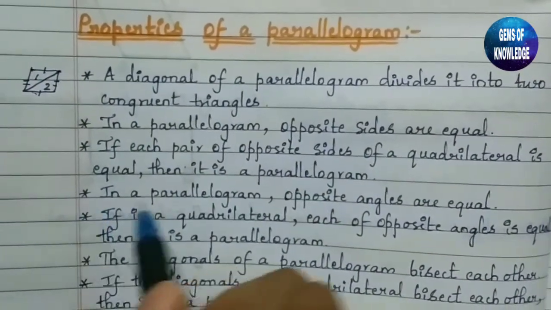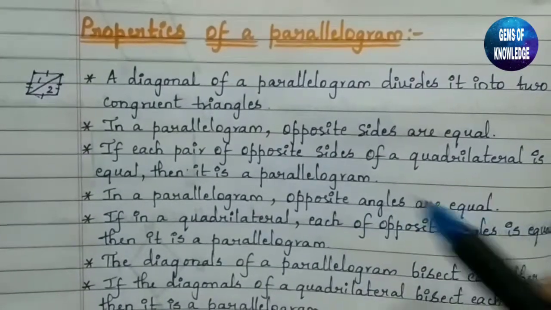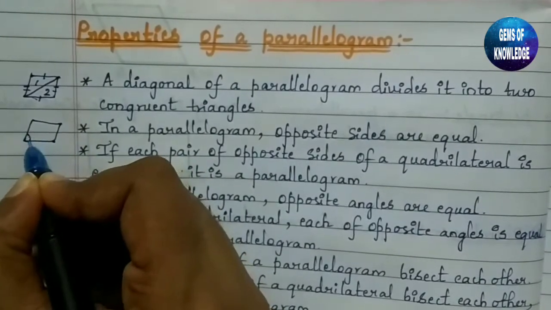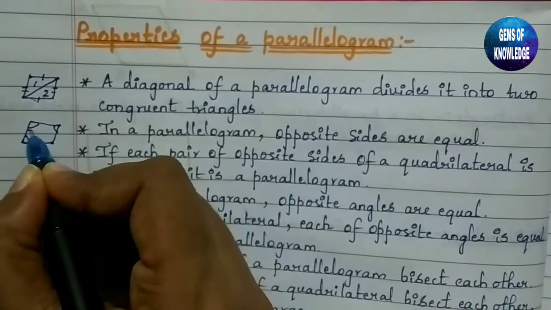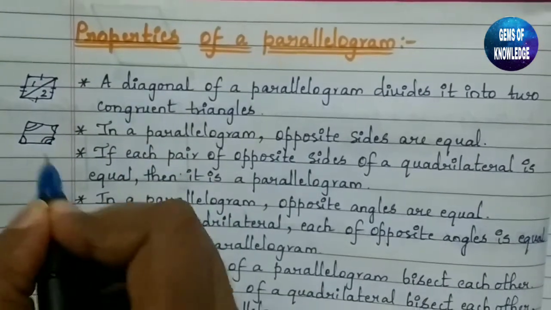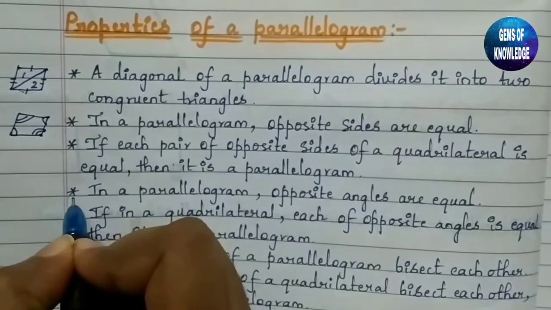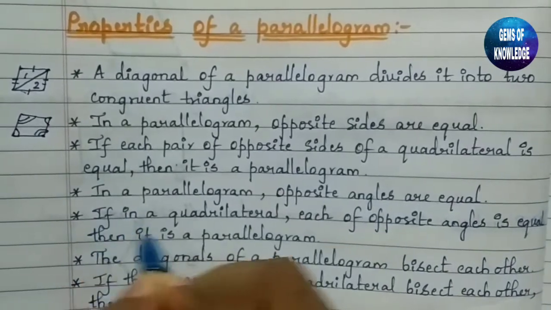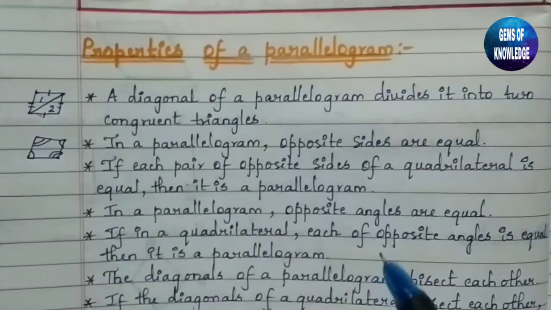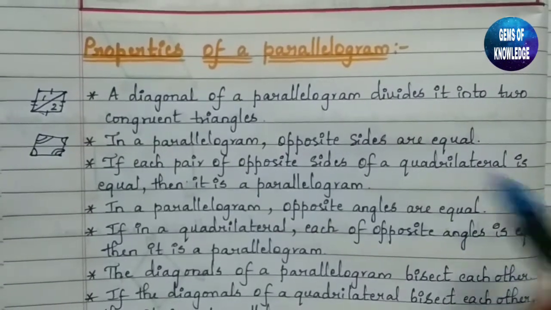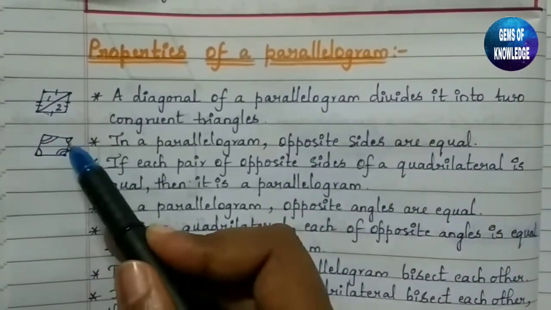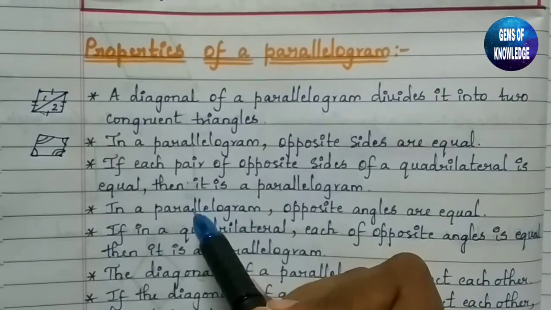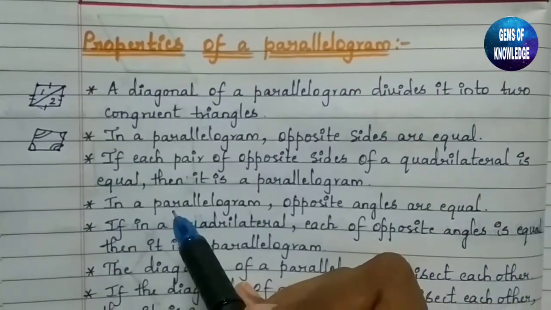Okay, then the fourth one, in a parallelogram opposite angles are equal. So in a parallelogram the opposite angles will be equal. This angle will be equal to this angle, whereas this angle will be equal to this angle. The opposite angles will be equal. Okay, this is the fourth property. The exact converse of that one is, suppose this is a quadrilateral, if each pair of opposite angles is equal, then we can say that it is a parallelogram. The fifth one is exactly the converse of this fourth one.